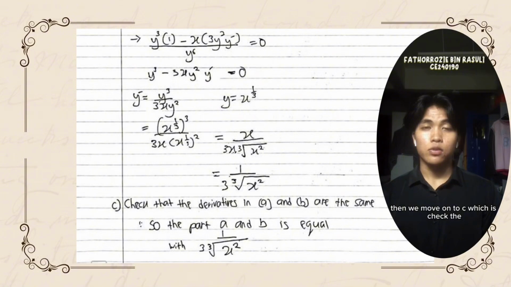Then we move on to C, which is to check that the derivatives in A and B are the same. So part A and B are equal, where we get the answer for A and B is 1 over 3 times the square root of 3x squared. So that's all from me.